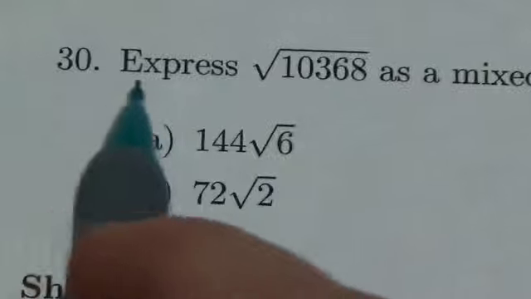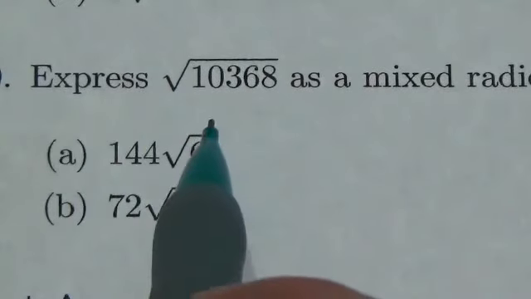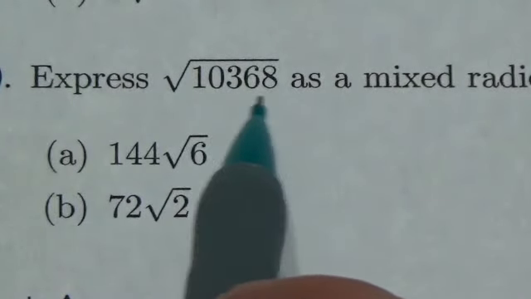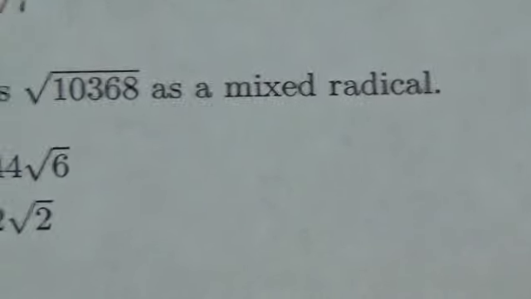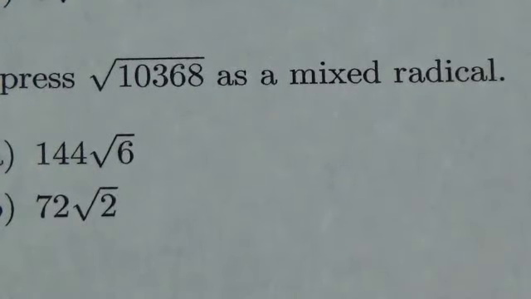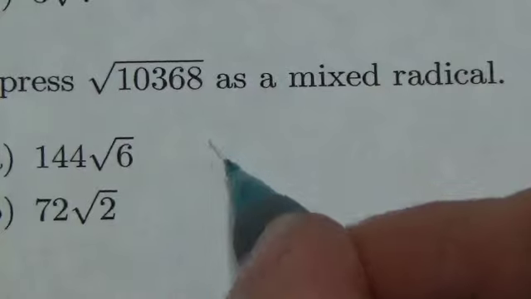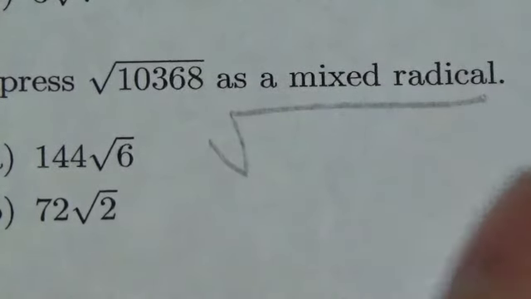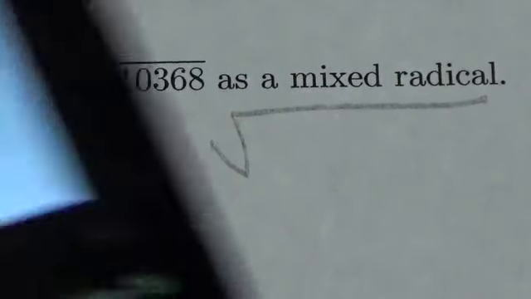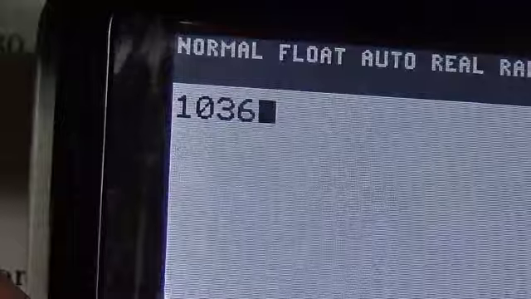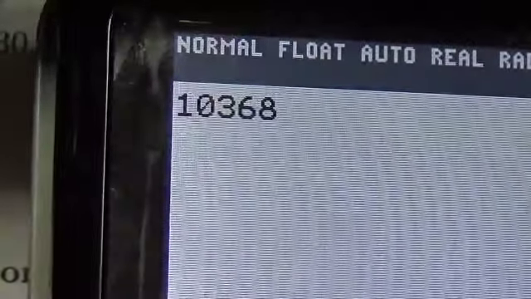All right, so this question asks me to express the square root of 10,368 as a mixed radical. Okay, well, first thing that I'm going to do here is take that 10,368 and start to break that apart into its prime factors. So I'm going to start with 10,368. And I'm going to start getting rid of the prime factors.